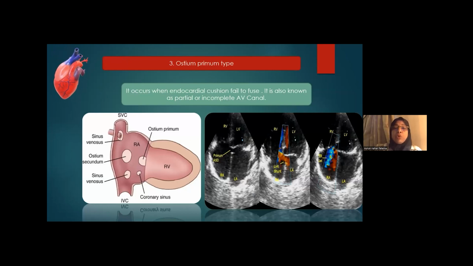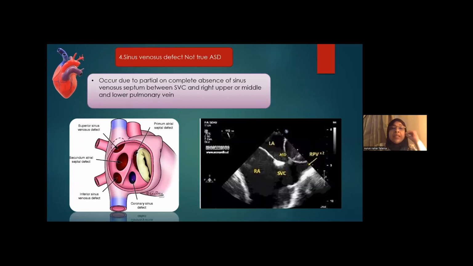Now, ostium primum defect. It occurs when the endocardial portion fails to fuse, and it is also known as partial or incomplete AV canal defect. Then sinus venosus defect, it is not a true ASD, and it occurs due to the partial or complete absence of the sinus venosus septum between the superior vena cava and the right upper or middle and lower pulmonary vein.